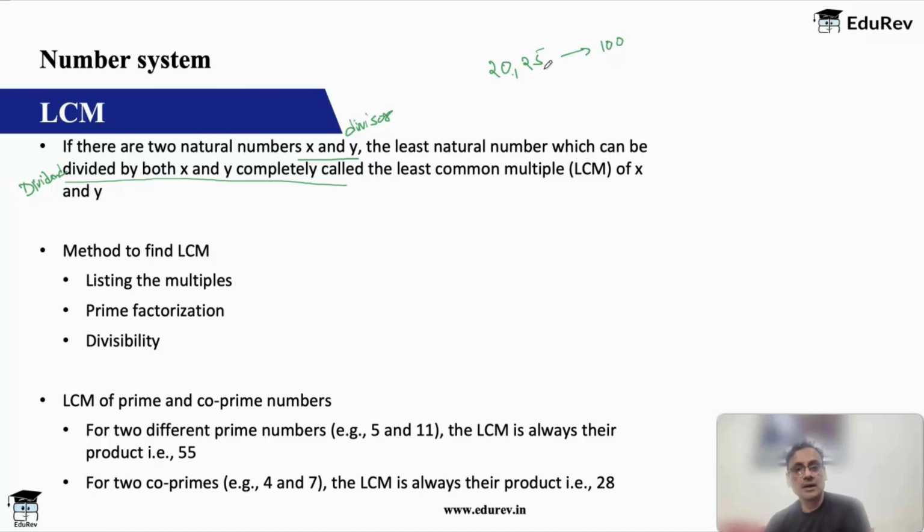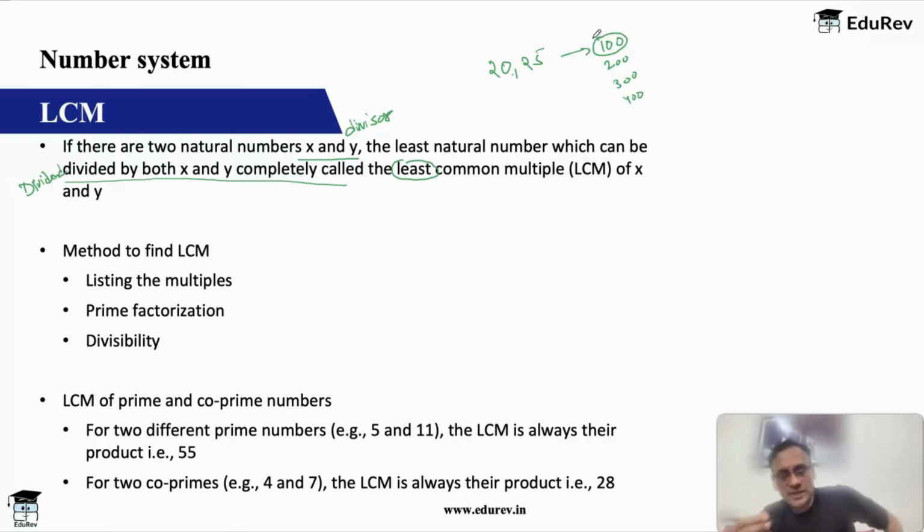But can any number greater than 100 do that? Yes, all multiples of 100. So even 200 is fine. Even 300 is fine. Even 400 is fine. That's where this least common multiple, you want the smallest. So the smallest is 100. So 100 is the LCM. So basically concept wise, this is it.